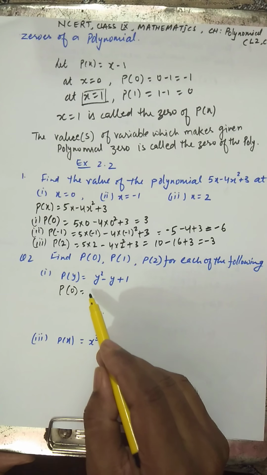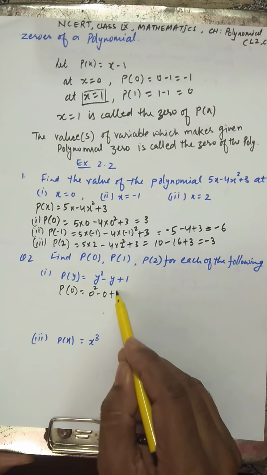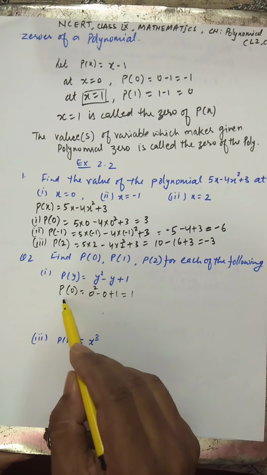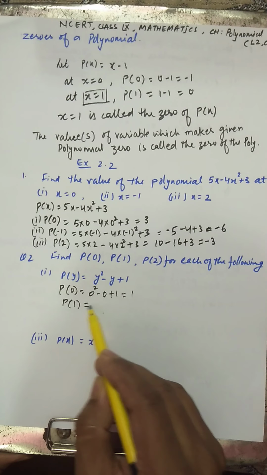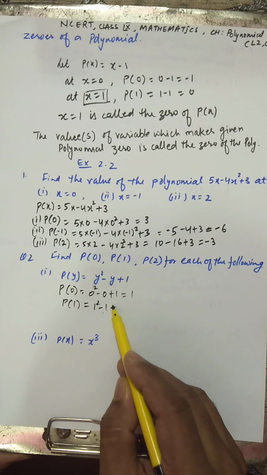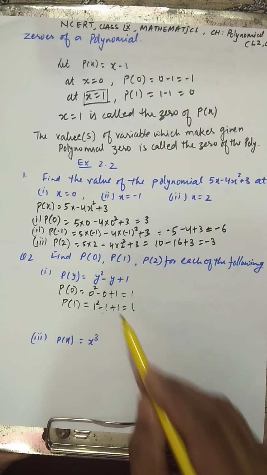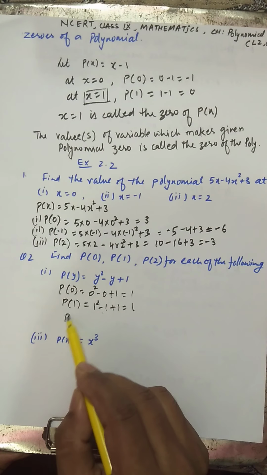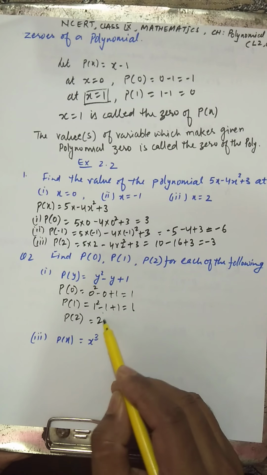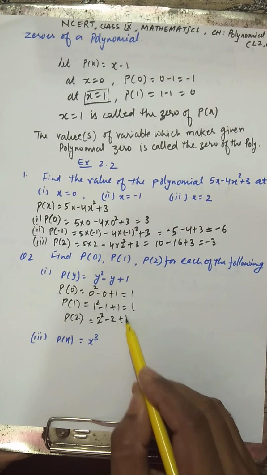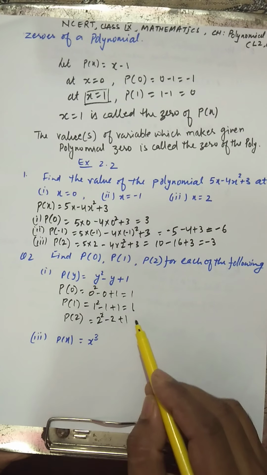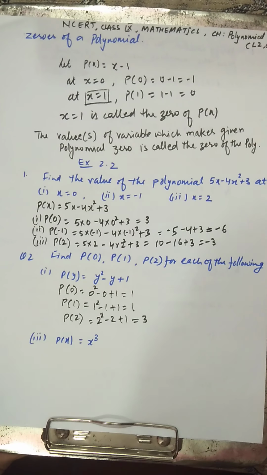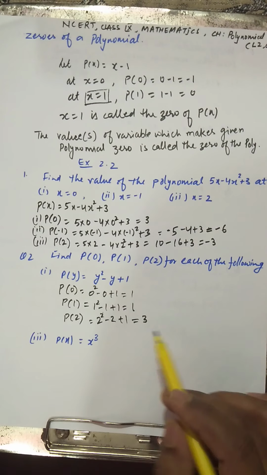P(0) will be 0 square minus 0 plus 1, so the answer is 1. We'll find P(1). P(1) will be 1 square minus 1 plus 1. So 1, 1, 1 get cancelled and the answer is 1. Now P(2) is 2 square minus 2 plus 1. So this is 4 minus 2 plus 1, which is 3. So your answer is 3.